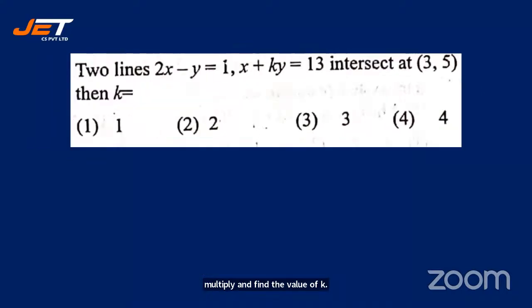Two lines 2x minus y is equal to 1, x plus ky is equal to 13. They intersect at 3, 5. Then what is the value of k? Just solve it. You can solve this by any method, right? Then you will get the value of k. Work it out and then give me your answer, students. Don't blindly type.